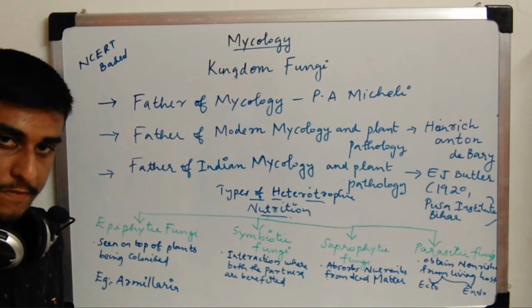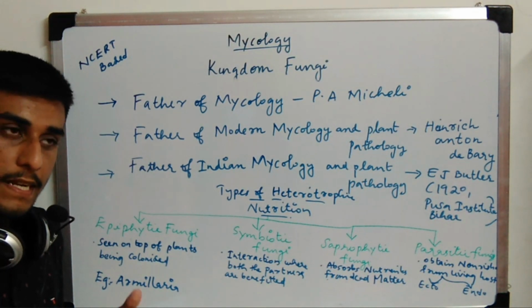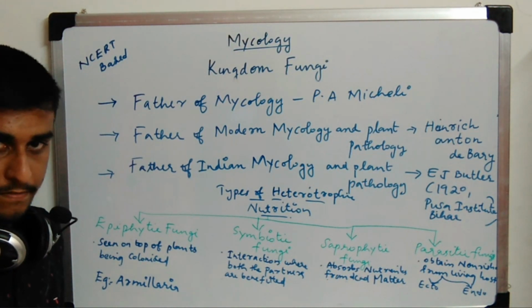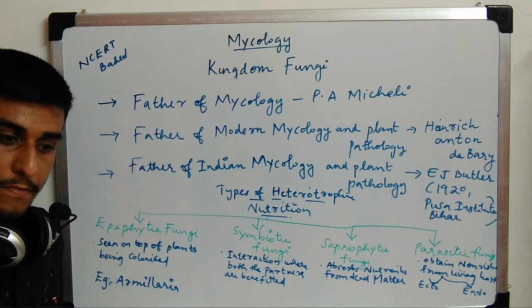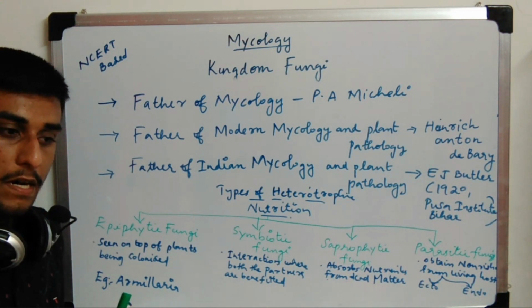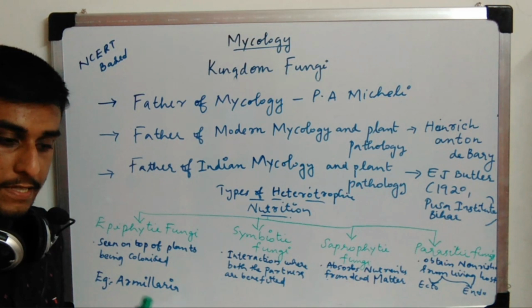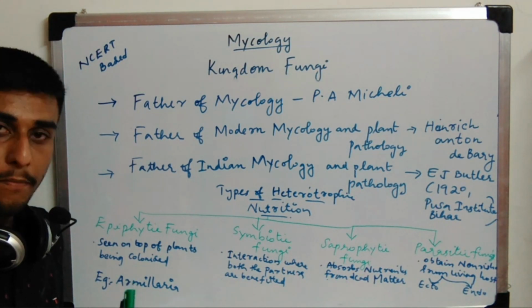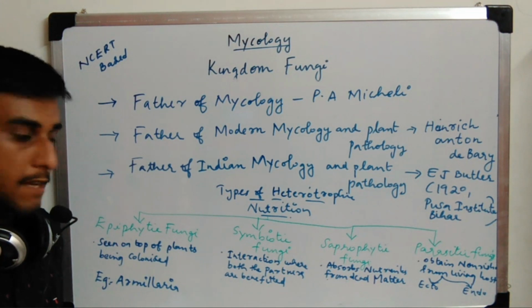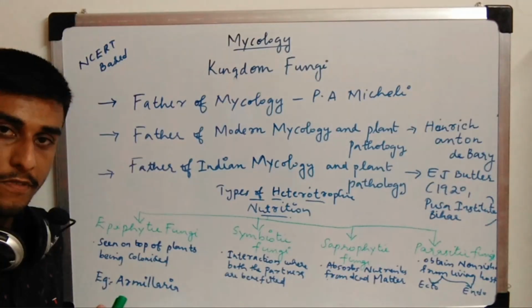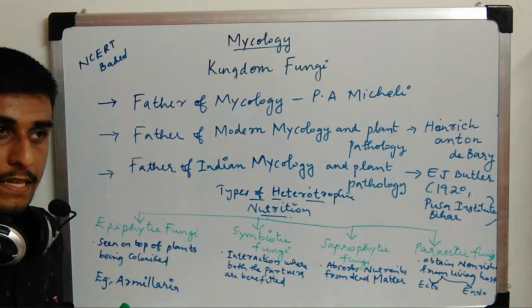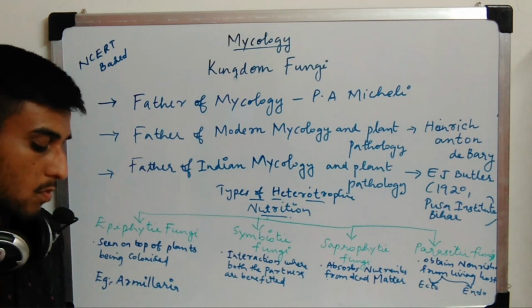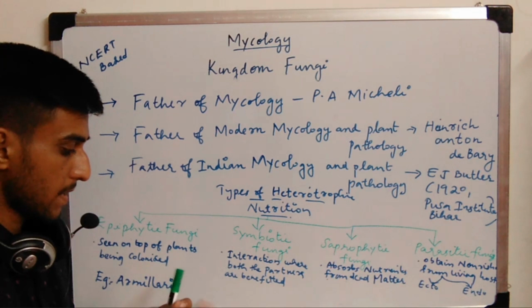What is symbiosis? Symbiosis is a relationship between two organisms. In a symbiotic relationship, two organisms may be mutually benefited. In the case of symbiotic fungi, a good example is lichen. Lichen is an organism which is a combination of algae and fungi.